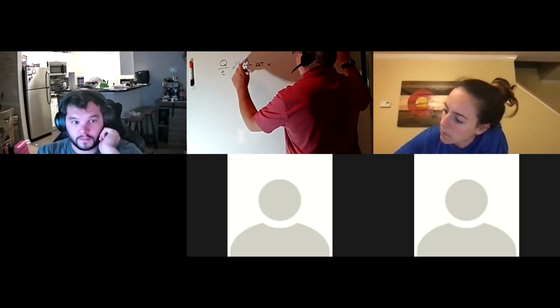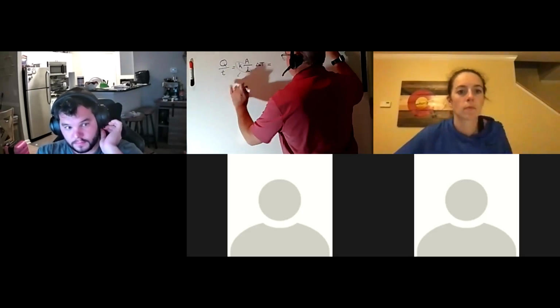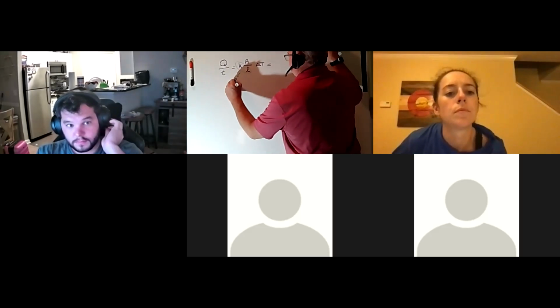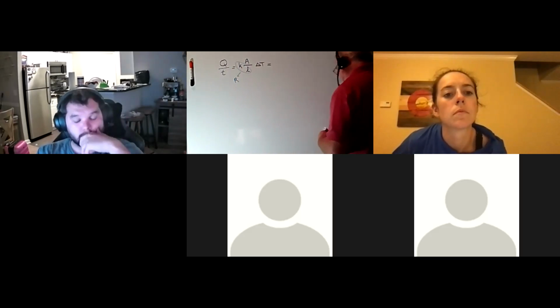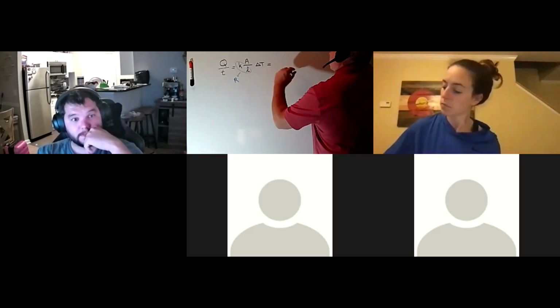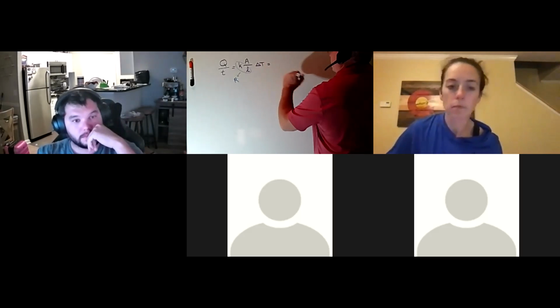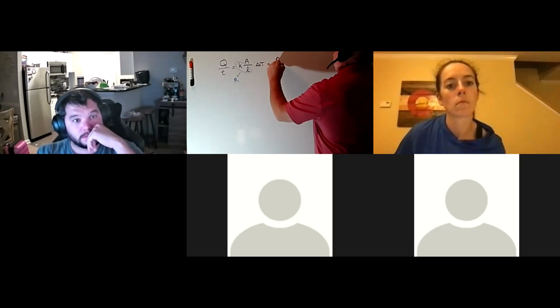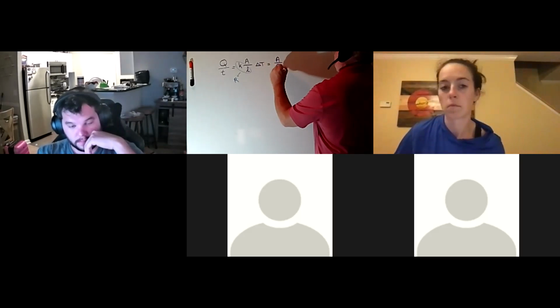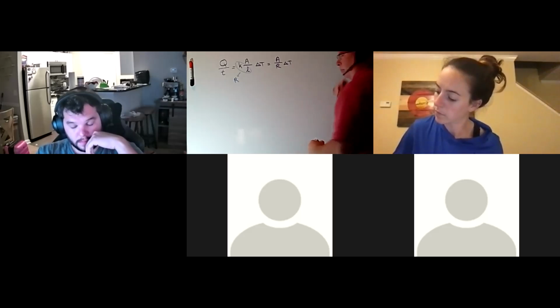But K over L is not equal to R. R is equal to the inverse of that. So this is going to be A over the R value times delta T. That makes that quite a bit easier.